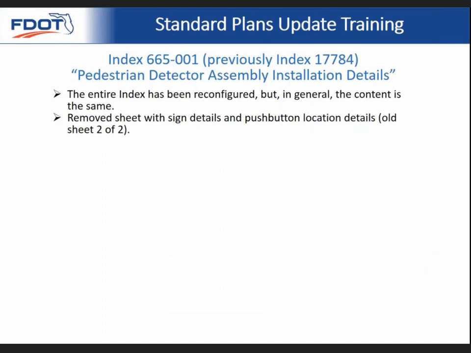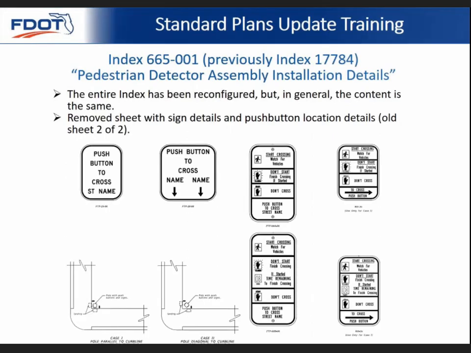Index 665-001, previously Index 17784, pedestrian detector assembly installation details. The entire index has been reconfigured, revised, but in general, the content is the same. Now, sheet 2 of 2 has been removed. This was showing some sign details, push button location details.